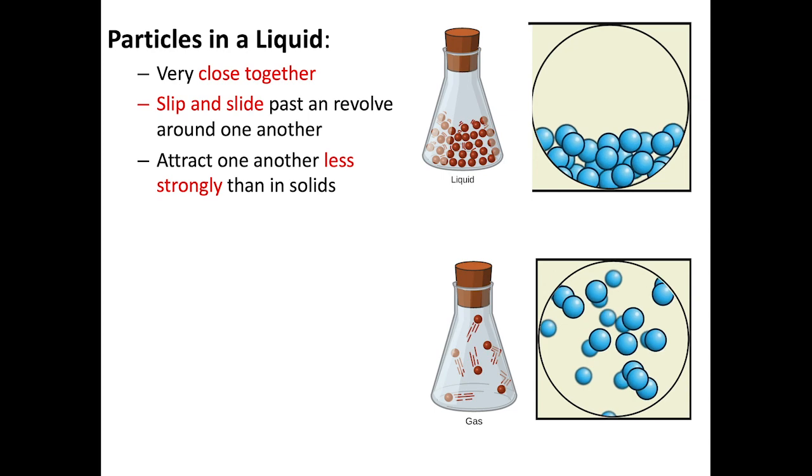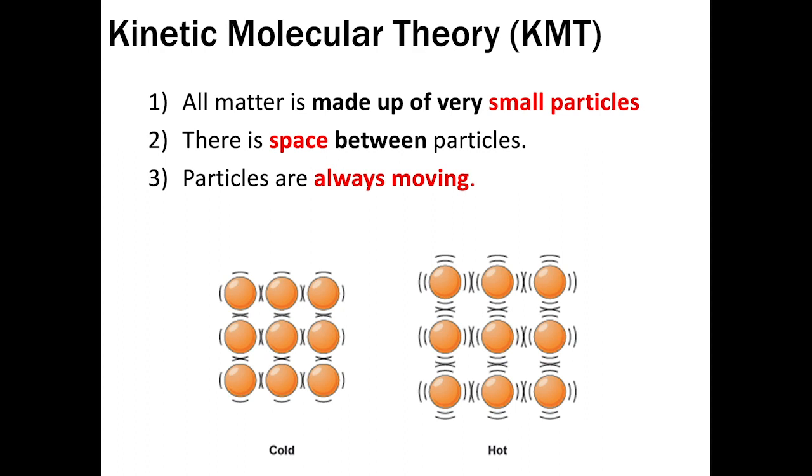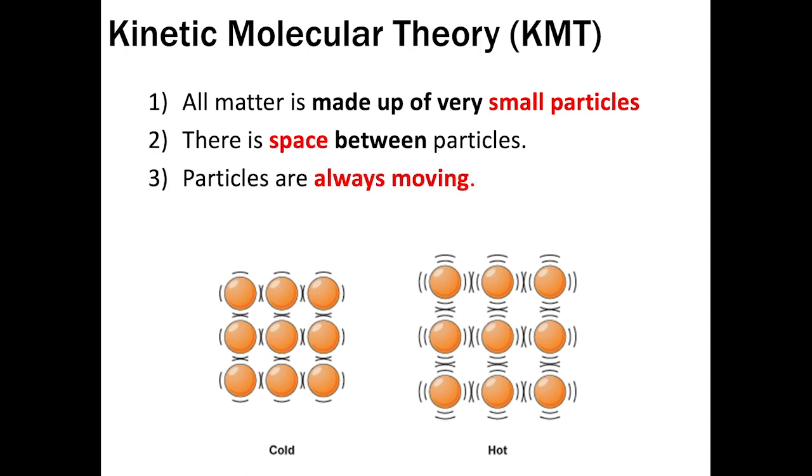We'll go back to the particle theory of matter just so we can reiterate it, because this is a bit of a tricky lesson. Again, all matter is made up of small particles, whether we're talking about a block of ice, a cup of water, or the steam coming off a boiling pot of water on the stove. There are spaces in between these particles. Even though we can't see them because they're very small, there is still a space in between them. The particles are always moving, though at different speeds based on how cold or hot they are, or how much energy is being transferred to them.